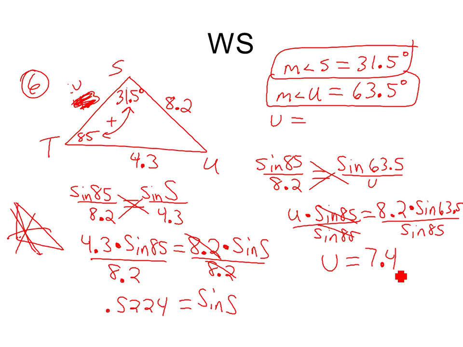How do you guys punch it in the calculator so fast? Did we find all three missing parts? Yes. So we know every part of the triangle now. All three sides, all three angles. I forgot to put in the angle here. 63.5 degrees.